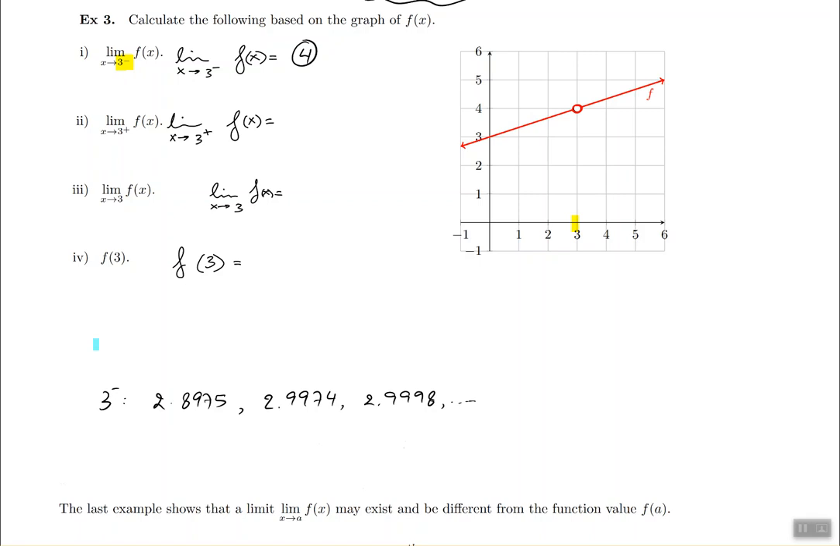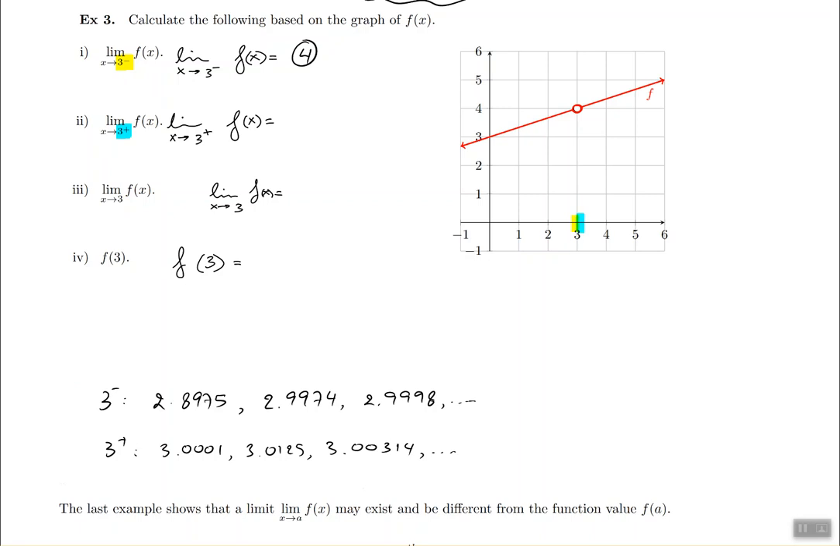Now what about 3 plus? So this time it says 3 plus. So again, what does 3 plus mean? When I say 3 plus, I'm talking about 3.0001 or 3.0125 or 3.00314. So things like that. There are a lot of these again. But the important thing is that they are all slightly more than 3.